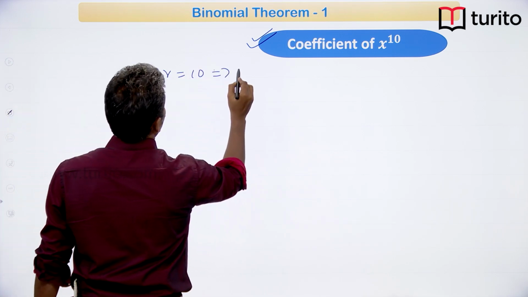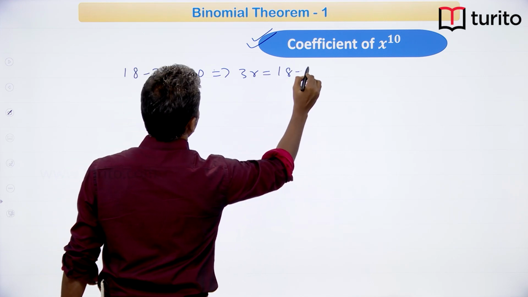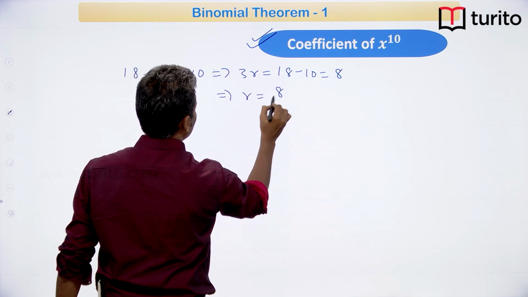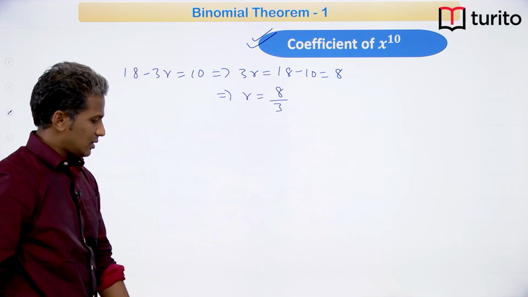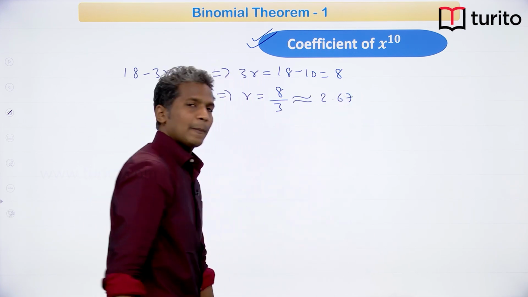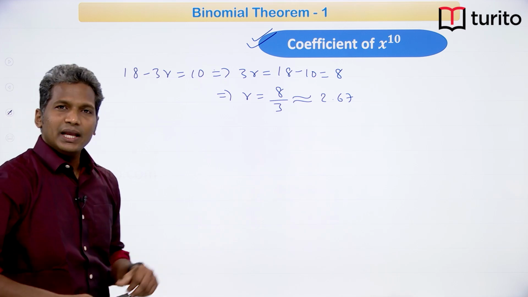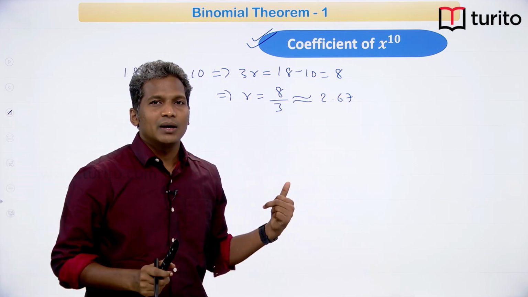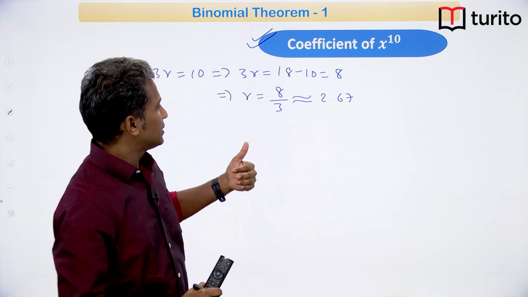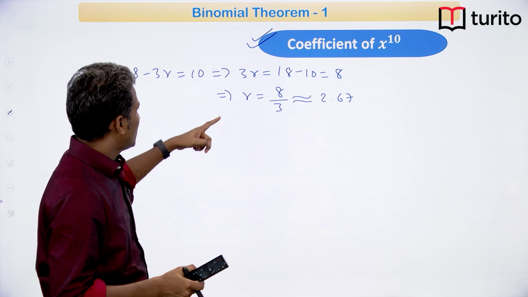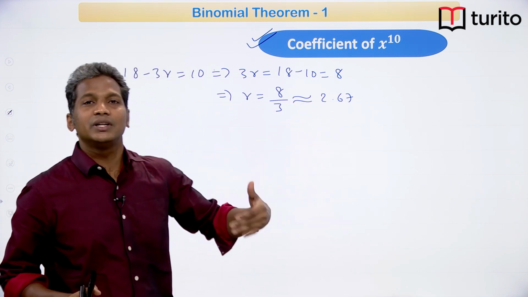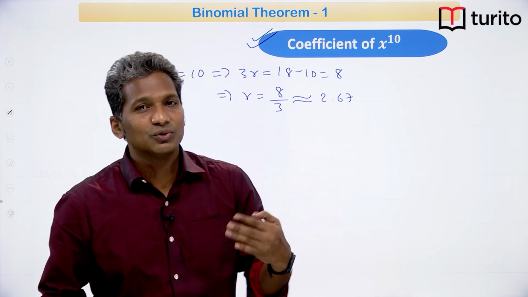We get 3r is equal to 18 minus 10, which is 8, which means r is equal to 8 by 3, which is roughly 2.67. Now, tell me if this term exists or not, because r must be a whole number, that is the first condition. Because 2.67 is not possible, we cannot have a term whose term number is 2.67.